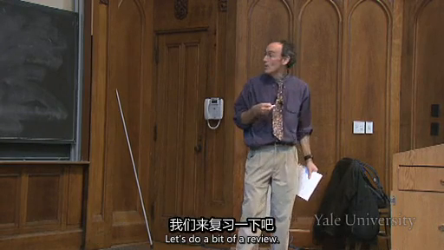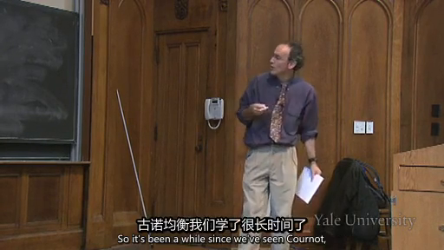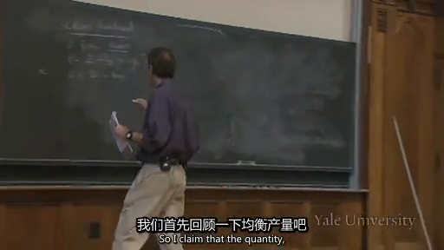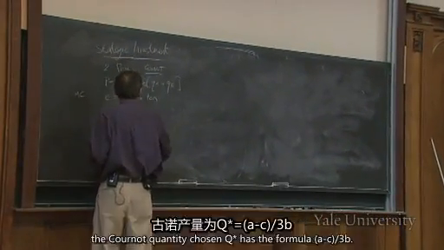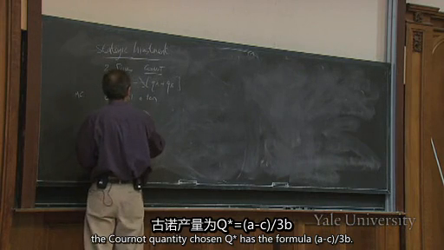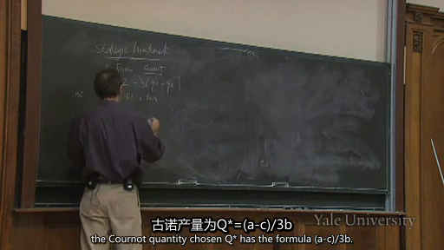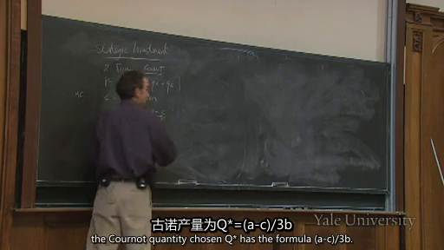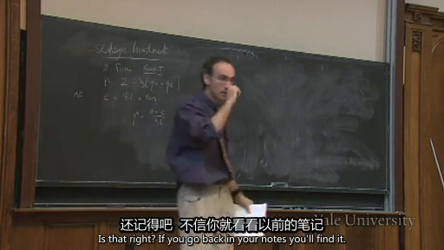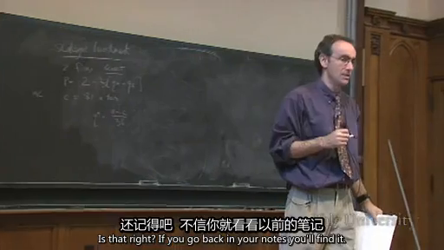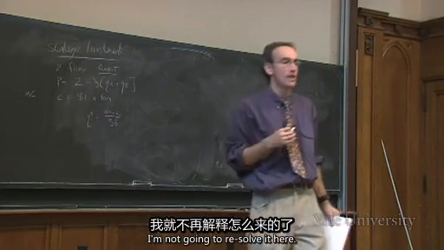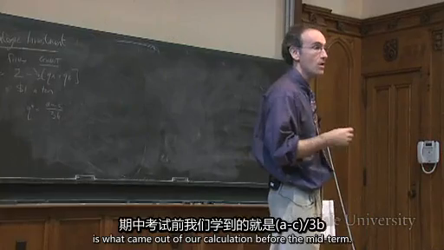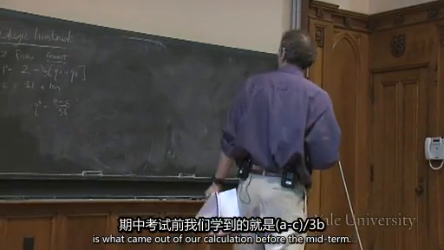All right, let's do a bit of a review. It's a while since we've seen Cournots. Let's remind ourselves. So I claim that the Cournot quantity chosen, Q star, has the formula (A minus C) over 3B. Is that right? If you go back in your notes, you'll find it. I'm not going to re-solve it here. We've done it many times. So (A minus C) over 3B, trust me, is what came out of our calculation before the midterm.